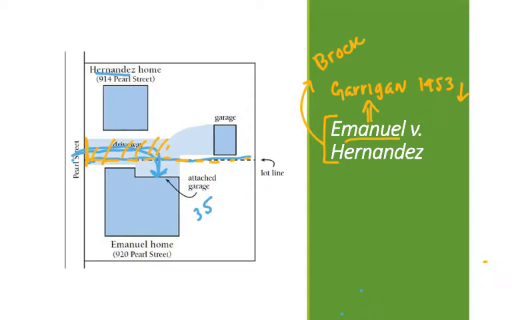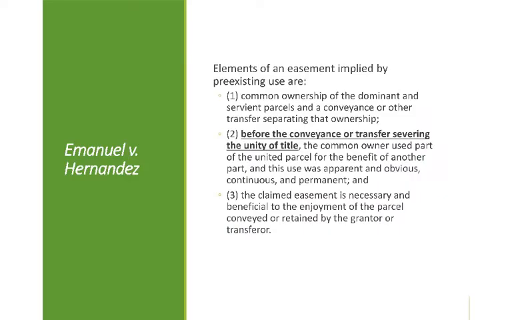Now, the appellate court, which is the opinion that we're reading, reversed this decision. All right, let's take a look at the elements for easement by implied pre-existing use in Illinois, the ones that were applied in this case. They are as follows: first, common ownership of the dominant and the servient parcels and a conveyance or other transfer separating that ownership. The second is that before the conveyance or transfer severing the unity of title, the common owner used part of the united parcel for the benefit of another, and that this use was apparent, obvious, continuous, and permanent. And third, the claimed easement is necessary and beneficial to the enjoyment of the parcel conveyed or retained by the grantor or transferor.